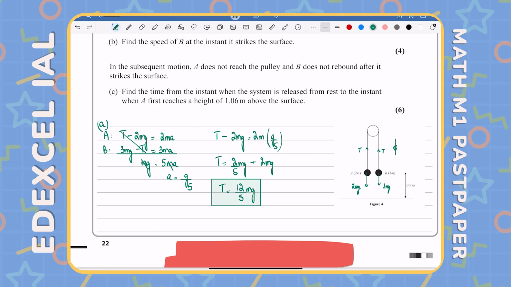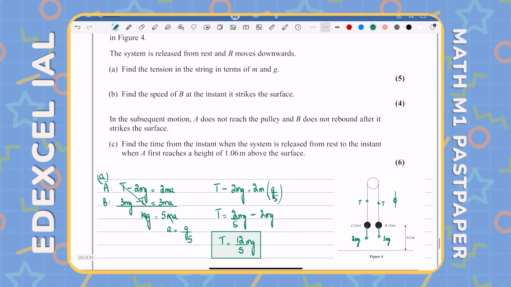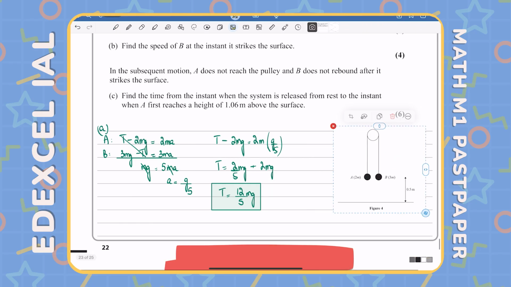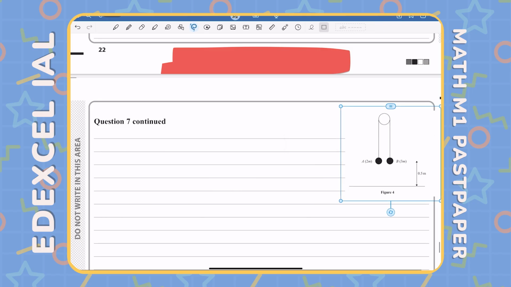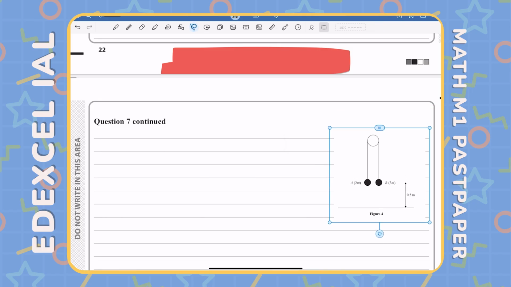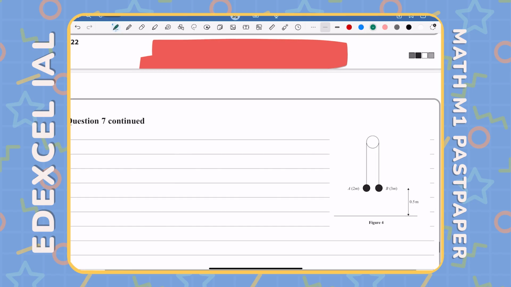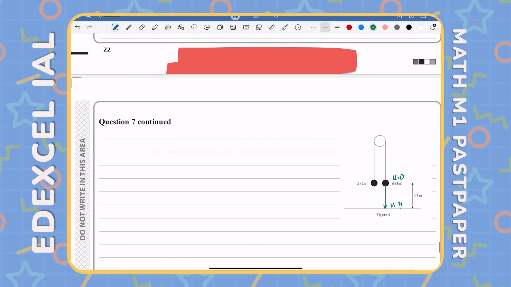Let's write it here. Okay, now let's talk about part b. Find the speed of B at the instant it strikes the surface. If you think about it, B will move down, obviously. Its initial velocity is equal to 0. What we're supposed to do is find the final velocity. We know the distance it's going to move, and we also have the acceleration. From the previous part, the acceleration is equal to g upon 5.